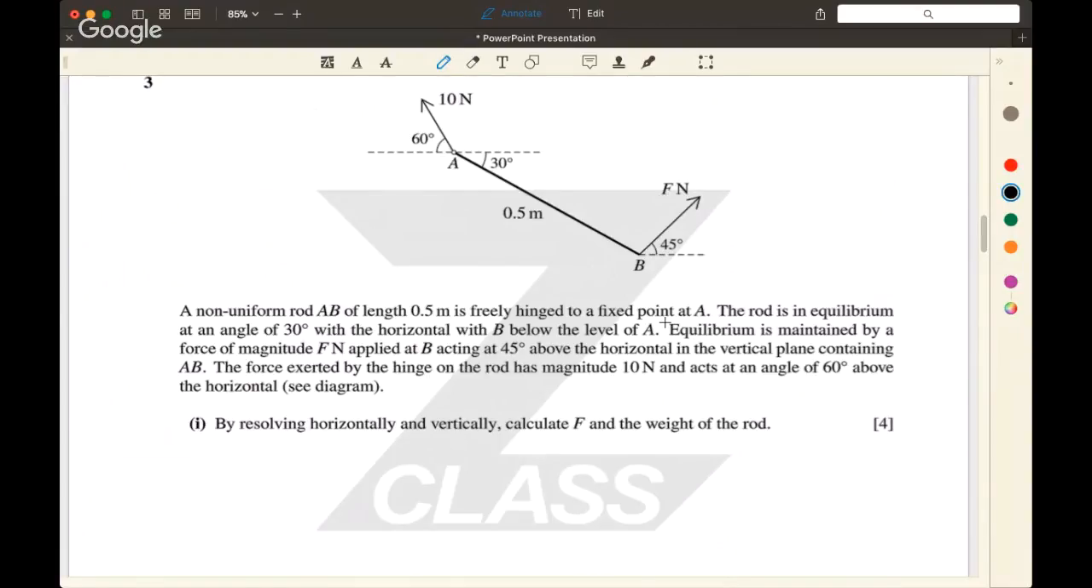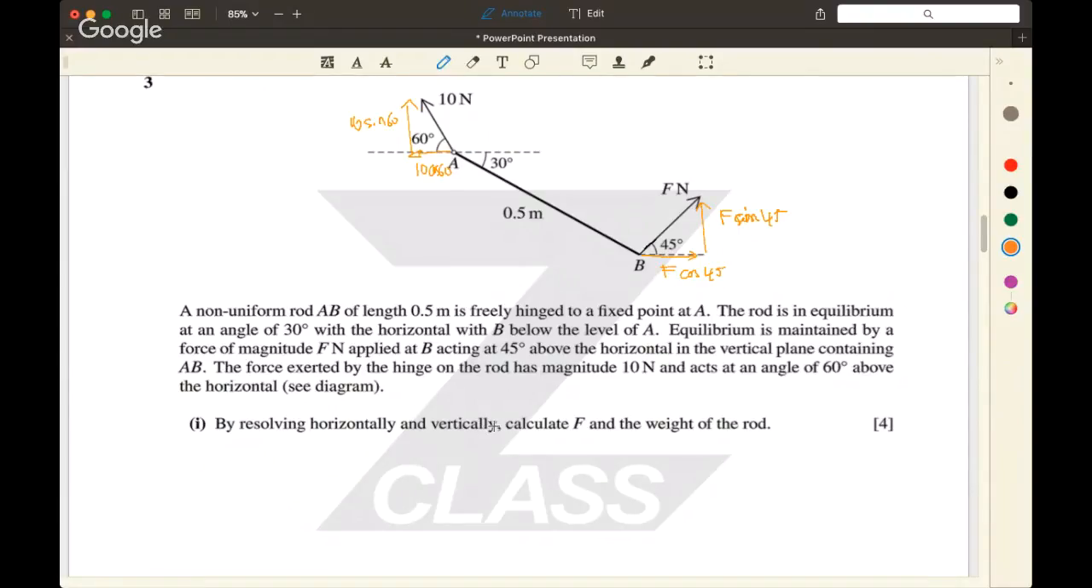Okay, question 3. So the first question is asking for us to resolve forces. It's worth 4 points, but I think it's actually pretty straightforward. For the first question, you're just treating the rod as a single system with some forces acting on it. And so you can resolve horizontally and vertically. So let's say this force F, we know that this component is going to be F cosine of 45, and this component F sine of 45. And the same thing over here. This is going to be 10 cosine 60, and that one is going to be 10 sine of 60.